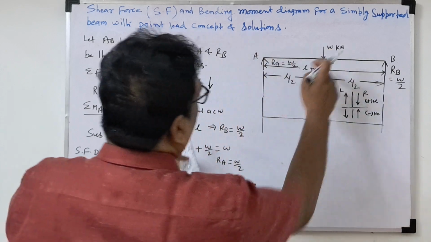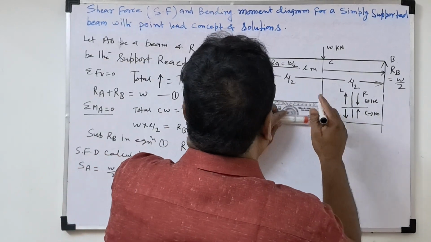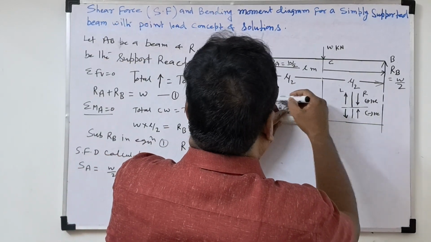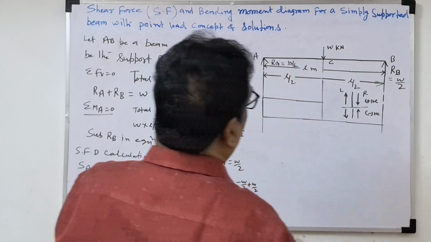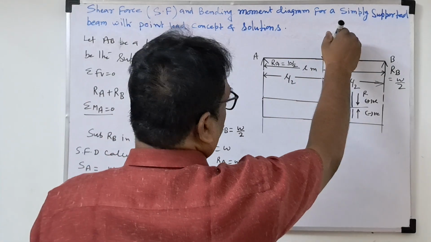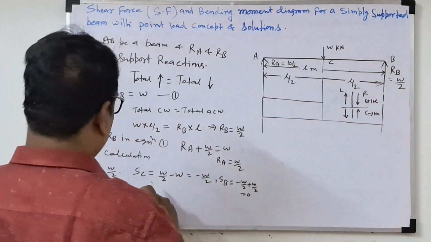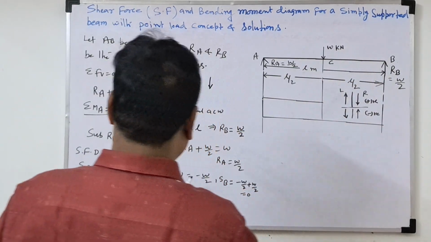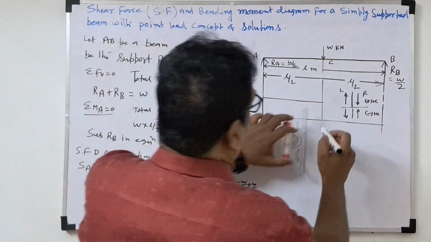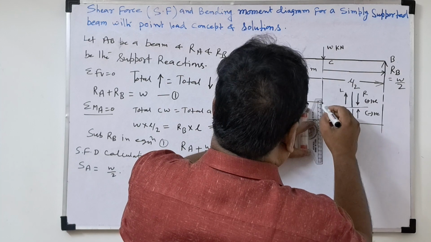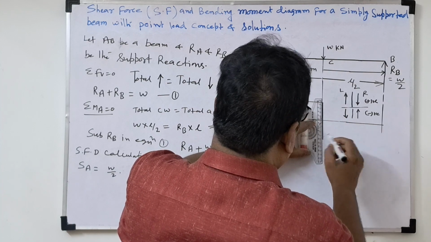In between A and C, no load, so horizontal line. So point load or no load means horizontal line only. Now, at this point C, a sudden change will be there. So how much is coming here at point C? Minus W by 2. So it will go down. This is W by 2 minus W by 2.